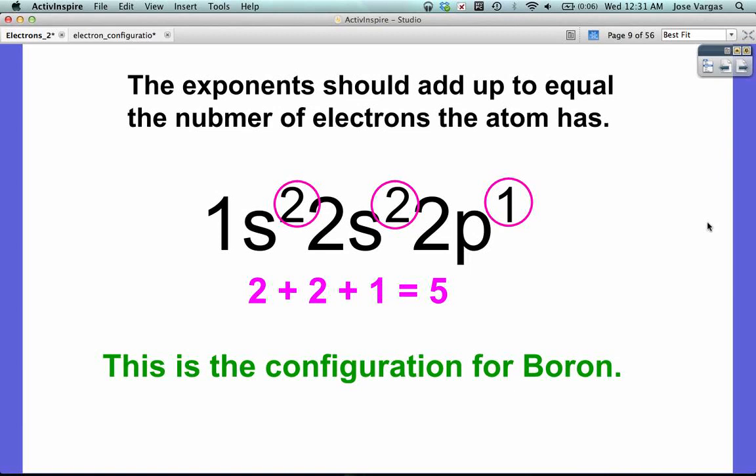Now, you might be wondering, what does all this mean? Well, we're going to see that whenever we add the exponents, this should equal the number of electrons the atom has. So like in this example, we have 2 and 2 and 1. It has 5 electrons. If we use the periodic table, we can see that boron has 5 electrons. And this is actually the electron configuration for boron. So far, what do you think that electron configuration means?